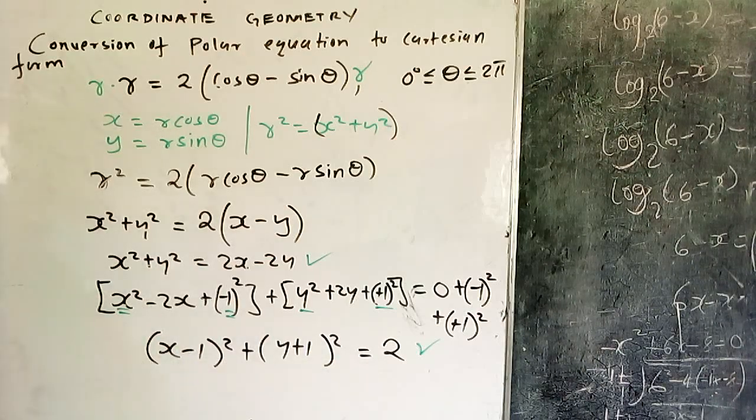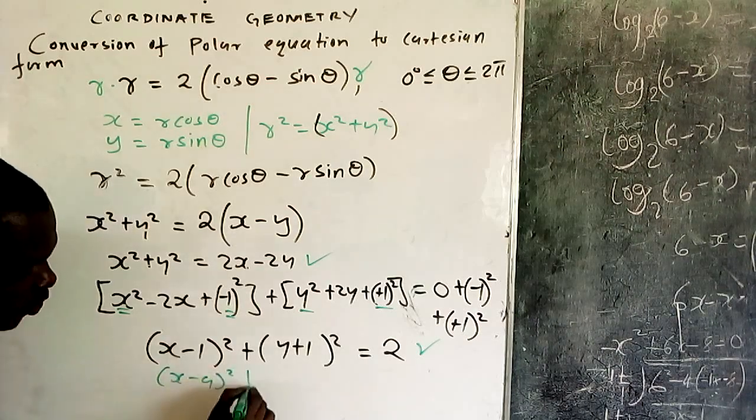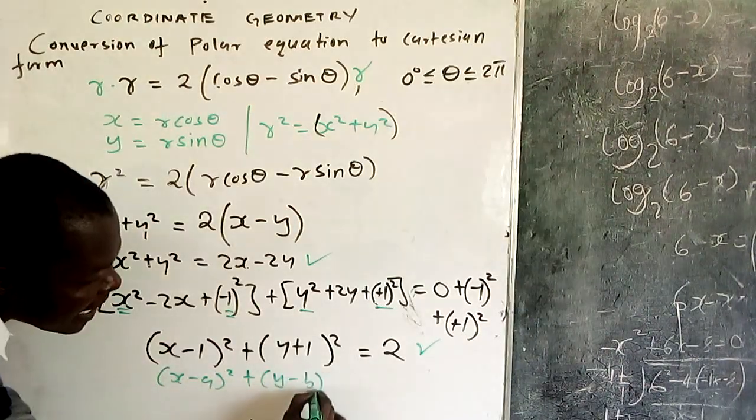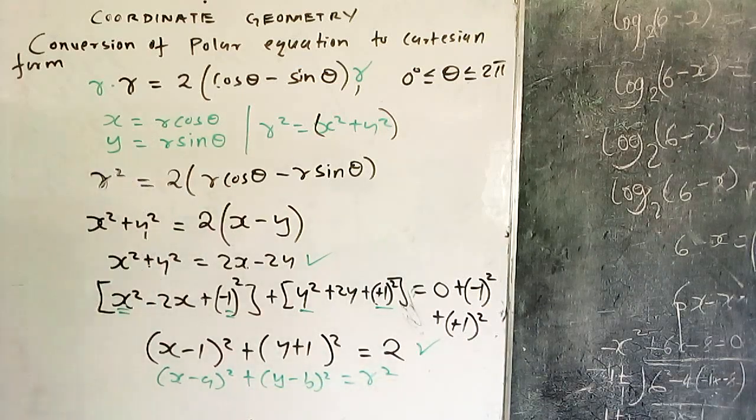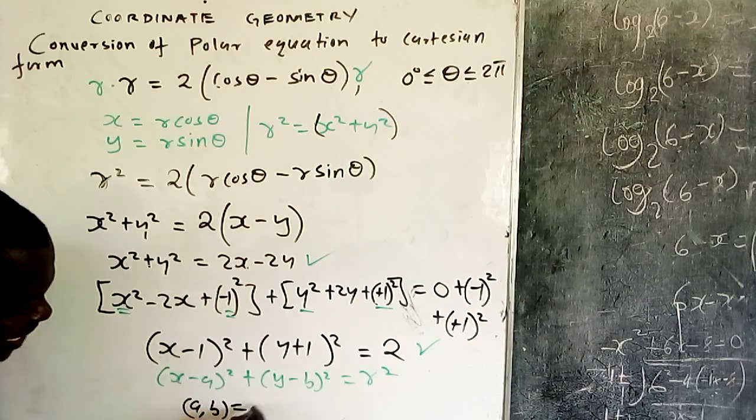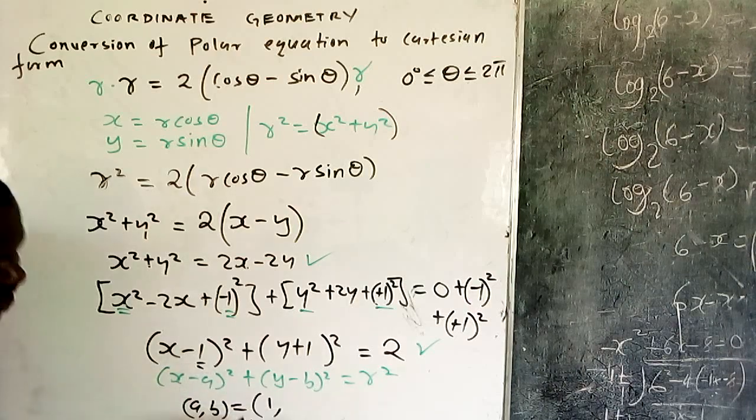Are we together? Then after we found this standard equation of a circle, we've been told to determine the center and the radius, isn't it? And you know that the standard equation of a circle is what? x minus a squared plus y minus b squared is equals to r squared, where the center is (a, b). So what is the center (a, b)? a is 1 and b is negative 1.